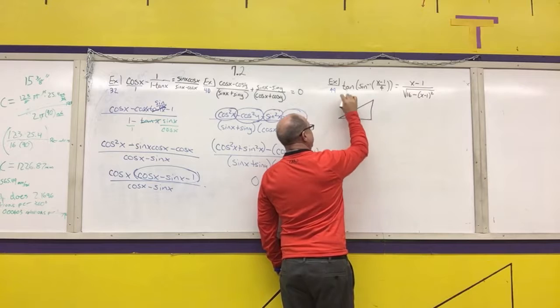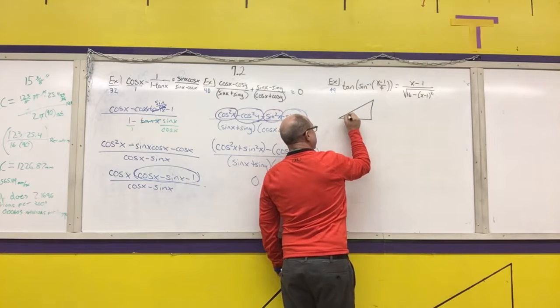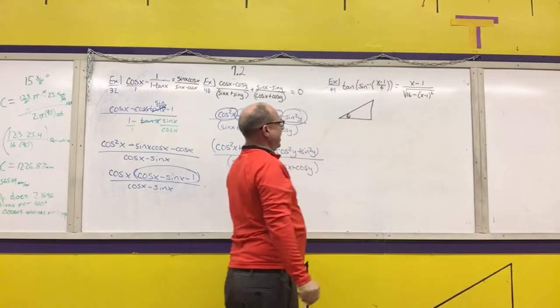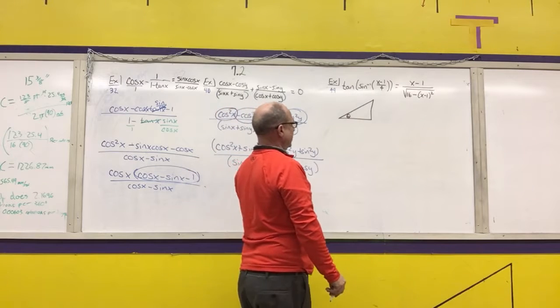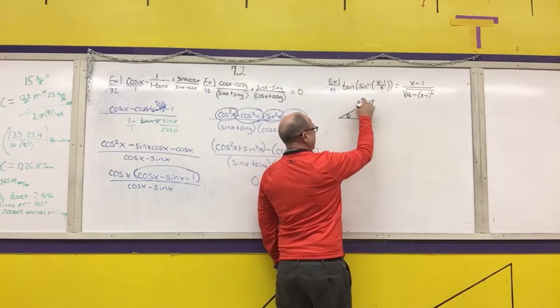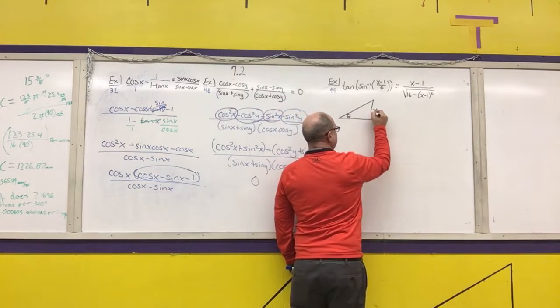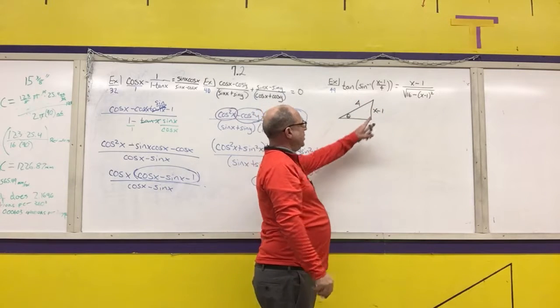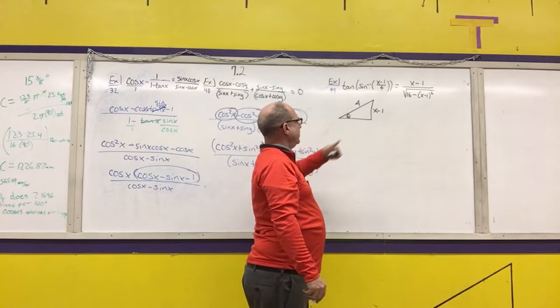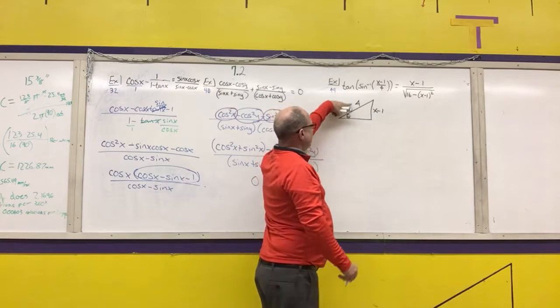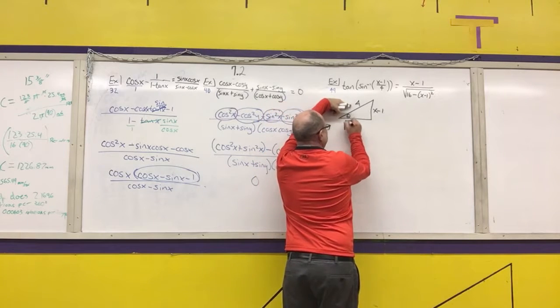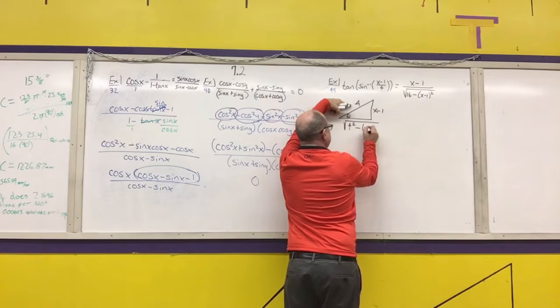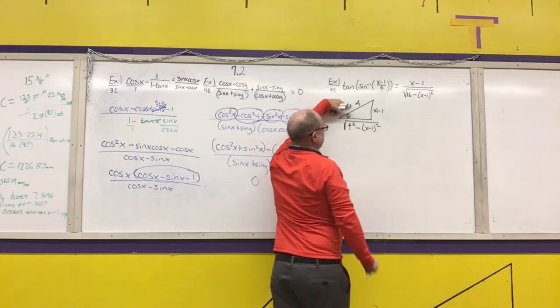Remember that inverse trig functions are angles. So I want to know the angle that has the sine of x minus 1 over 4. Well, that's opposite over hypotenuse. And then it wants the tangent. Well, tangent is opposite over adjacent. So I need to figure out what adjacent is. Well, adjacent is going to be the square root of 4 squared minus x minus 1 squared.